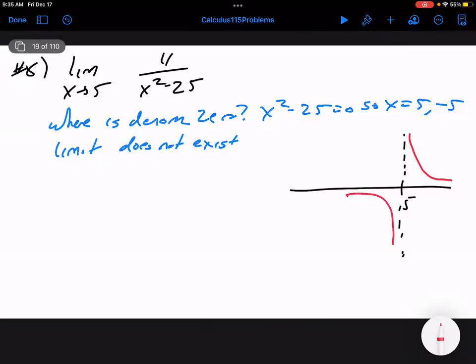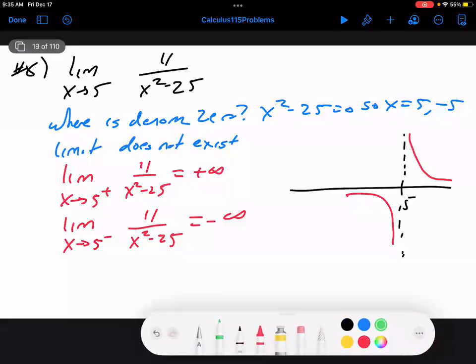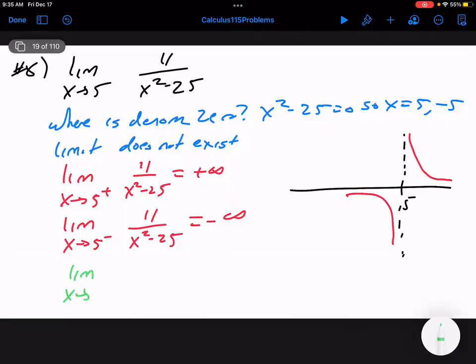And so this is why the limit doesn't exist, because if we take the limit as x goes to 5 from above of 11 over x squared minus 25, we get positive infinity. If we take the limit as x goes to 5 from below of 11 over x squared minus 25, we would get negative infinity. Now, if we instead looked at the limit as x goes to 5 of 11 over x squared minus 25 squared, then we could say that that would be infinity, because that would have the same value in both cases.